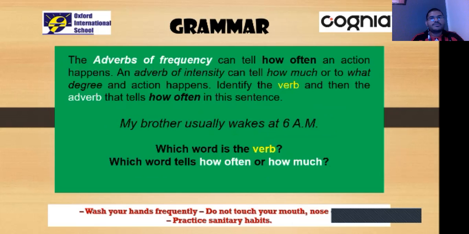Excellent. So we got some types of adverbs. Adverbs of frequency can tell how often an action happens. An adverb of intensity can tell how much or to what degree an action happens. Identify the verb. An adverb tells how often.